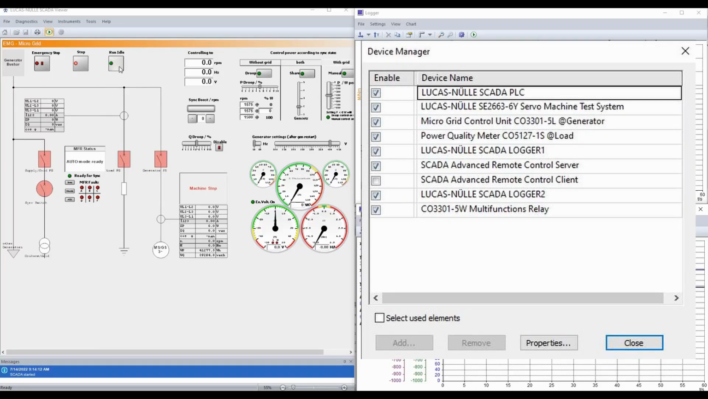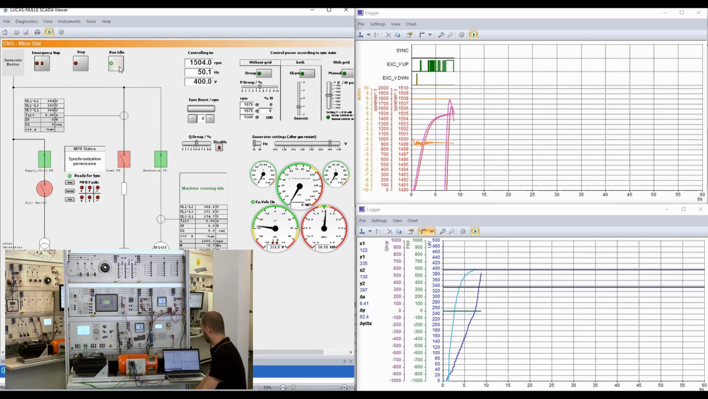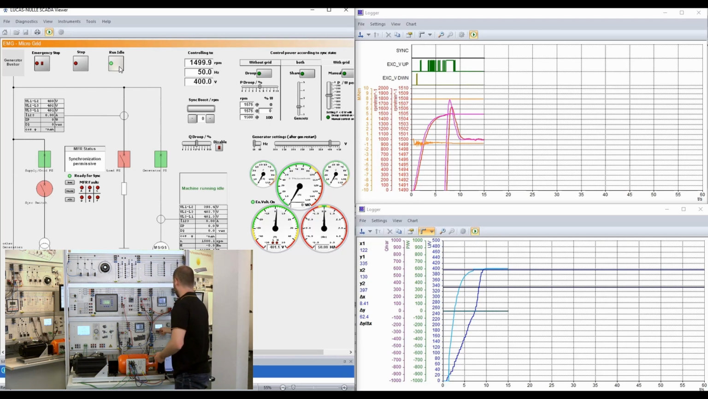Once the communication between the SCADA and the hardware has been configured, actuate the Run Idle button to start the machine. Machine operating parameters can be tracked on SCADA loggers as the machine starts up. According to the course instructions, and as soon as the machine attains stable operation, pull out the plugs up and down between the human-machine interface and excitation voltage controller.